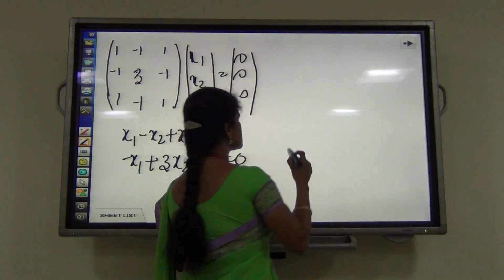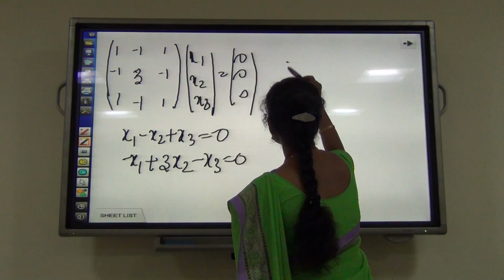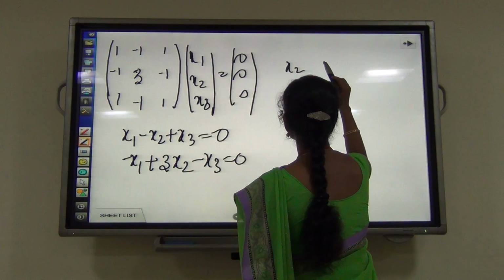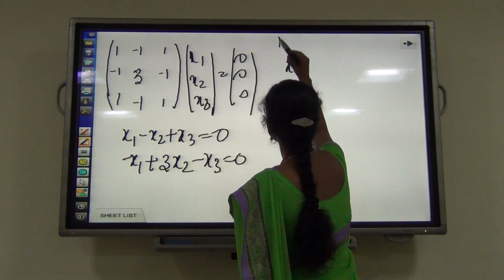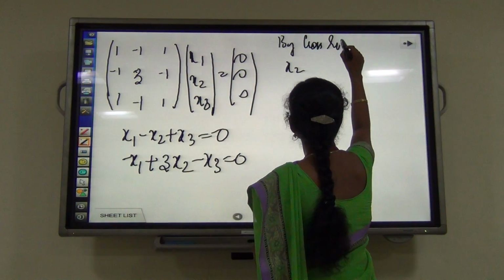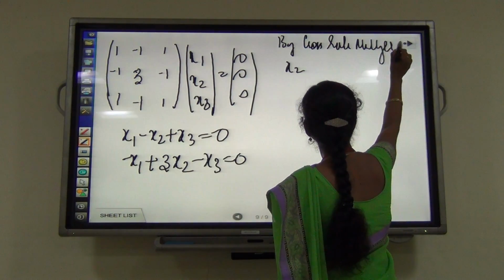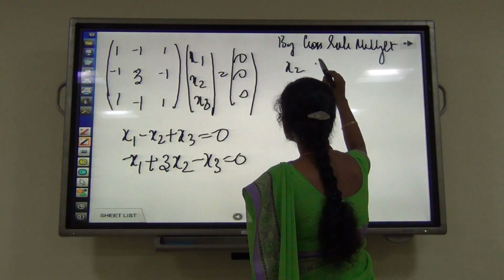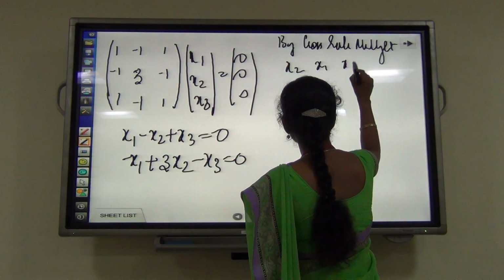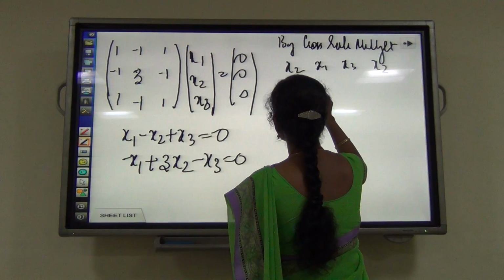Let us do it by the cross multiplication rule to find the eigenvector. By cross rule multiplication, let us collect the coefficients of x2, x1, x3 and again x2. x2 is minus 1, 3.